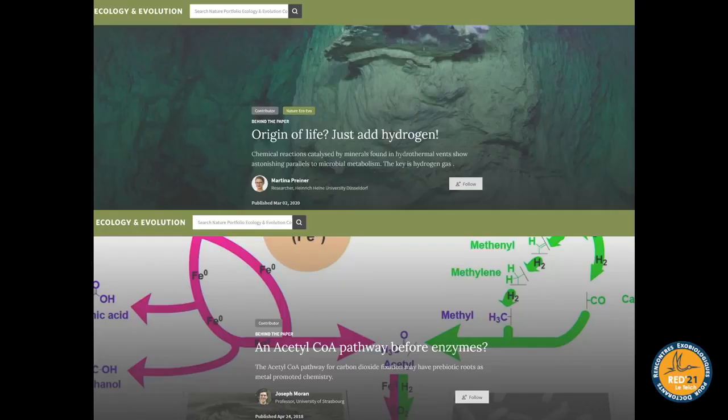If you understood absolutely nothing, or if I've been going through it too fast, or if you would like to read more about it, we have 2 blogs that have been published online. These are behind the paper blogs on the Nature Ecology and Evolution website, the community contributions. So feel free to look them up, have a read, and these explain this research in simpler language, perhaps. So I encourage you to look them up.